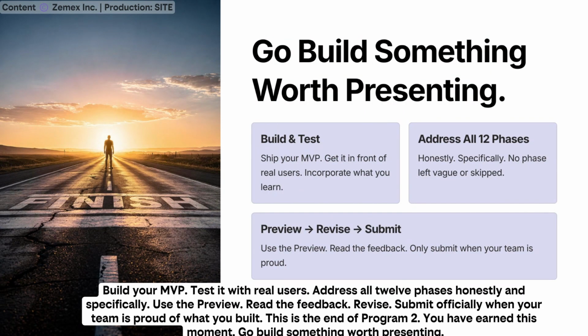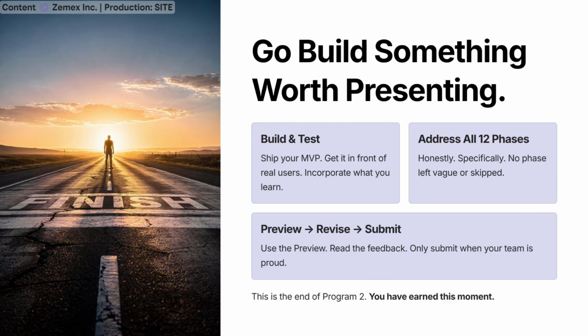Build your MVP. Test it with real users. Address all 12 phases honestly and specifically. Use the preview. Read the feedback. Revise. Submit officially when your team is proud of what you built. This is the end of Program 2. You have earned this moment. Go build something worth presenting.